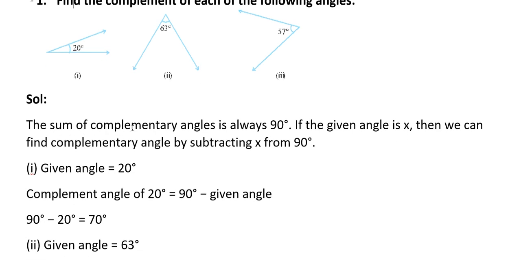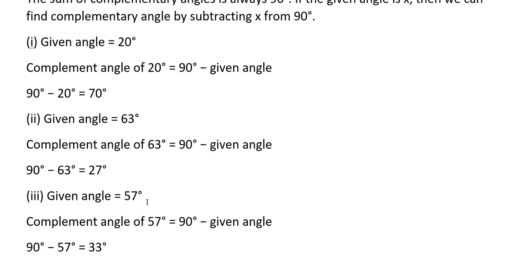Solution. The sum of complementary angles is always 90 degrees. If the given angle is x, then we can find the complementary angle by subtracting x from 90 degrees. So the given angle is 20. The complementary angle of 20 is 90 minus the given angle, 90 minus 20, which is equal to 70 degrees.